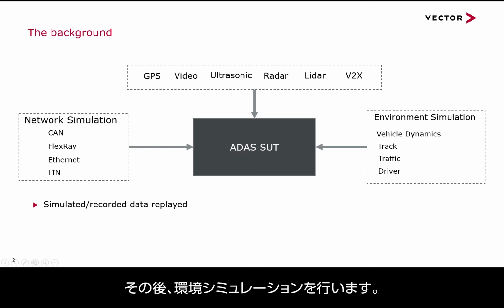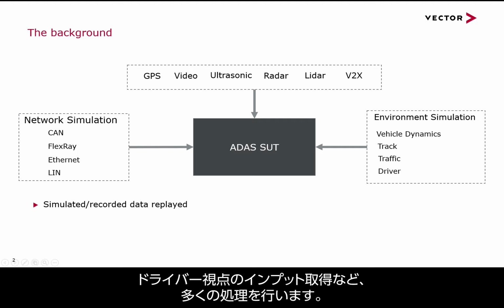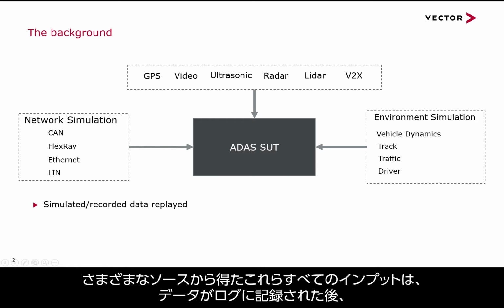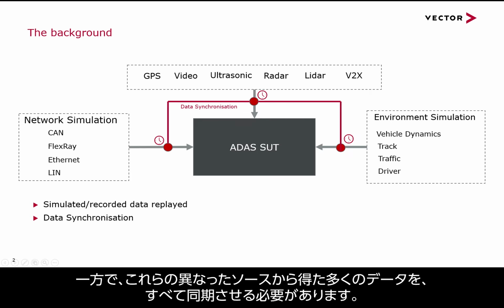Then we are left with doing the environment simulation. So here, a number of things will be taken care of. For example, simulating the vehicle dynamics, simulating the track information, as well as simulating the traffic, as well as getting some inputs from the driver's point of view. Now, all of these inputs coming from different sources are either simulated or replayed after the data was logged. But the other important thing we have to take care of is synchronizing all of these different inputs from different sources.